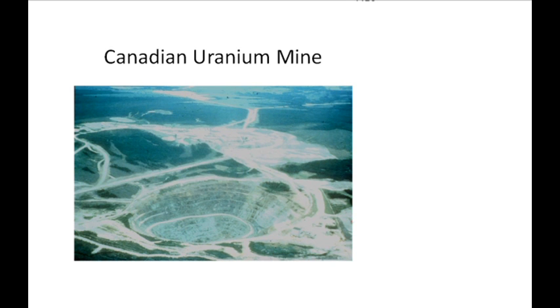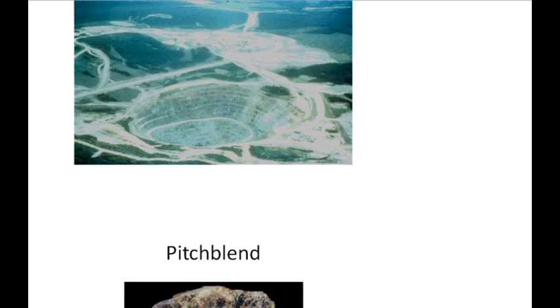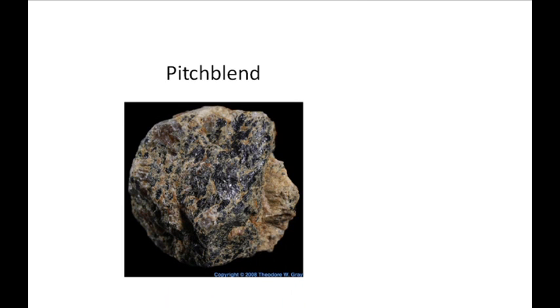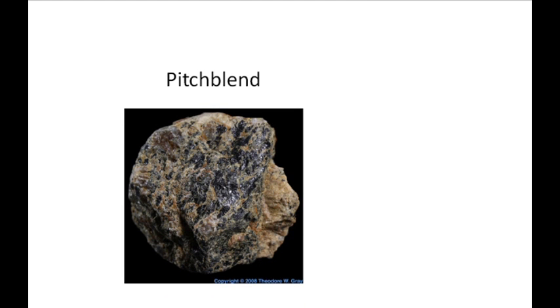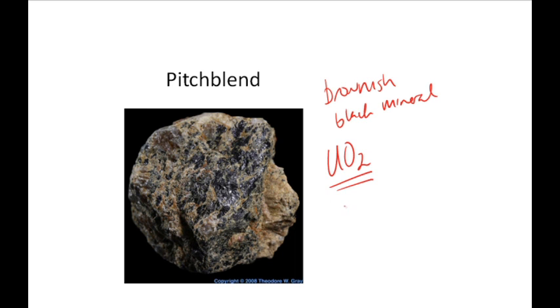The uranium comes mostly in the form of this rock called pitchblende, a brownish black mineral that is found in the ground. It consists mostly of uranium oxide, but it also contains lead and radium, actinium, polonium, various other radioisotopes.